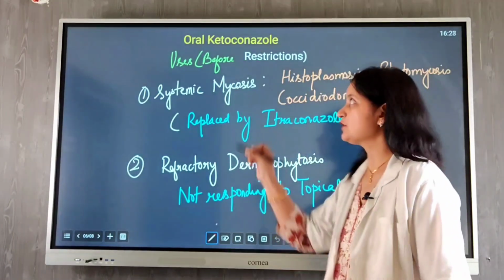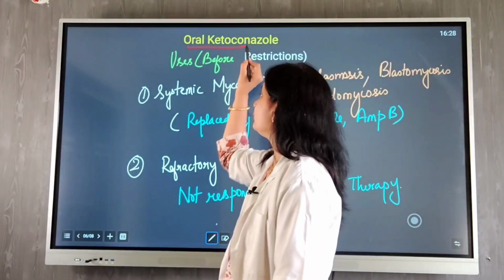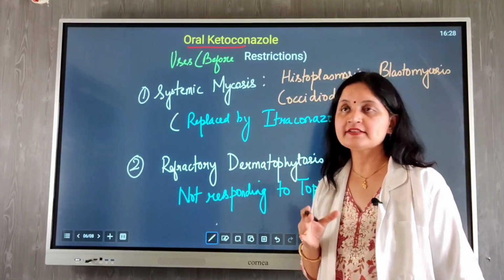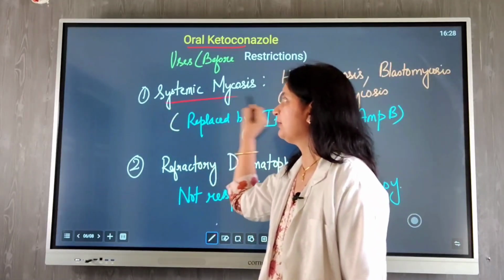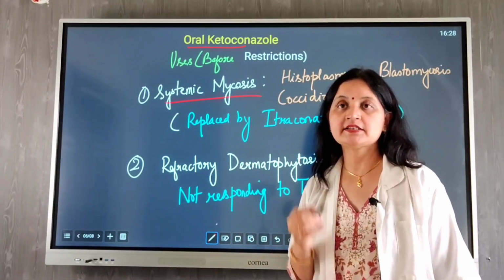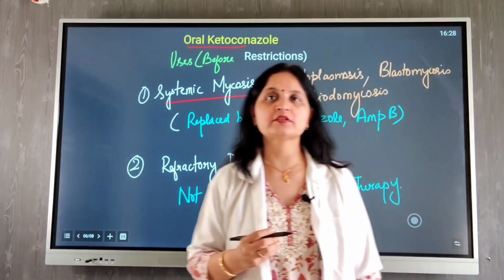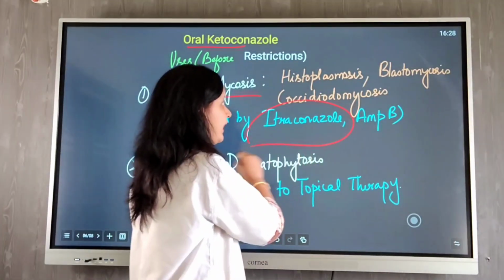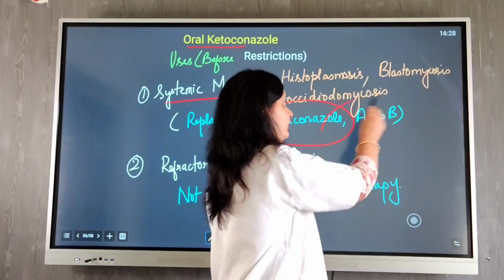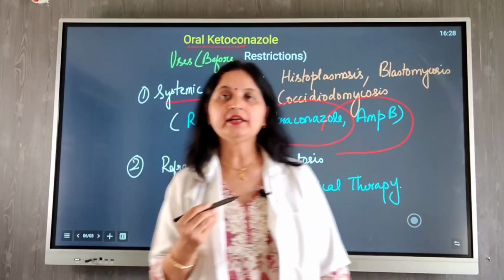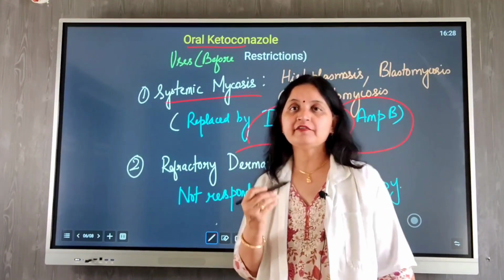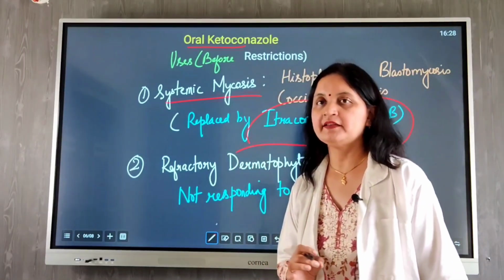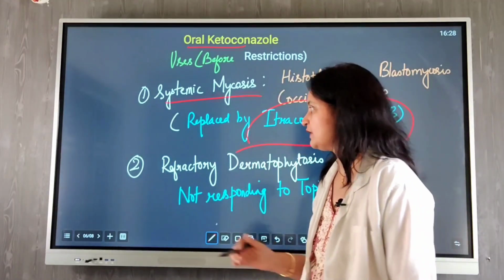With respect to uses of oral ketoconazole, its use has declined in recent times, but before restrictions, they were used for the treatment of systemic mycosis, that is histoplasmosis, blastomycosis, coccidioidomycosis. These are largely replaced by itraconazole and amphotericin B. So oral itraconazole, also intravenous itraconazole, has largely replaced ketoconazole in the management of systemic mycosis.